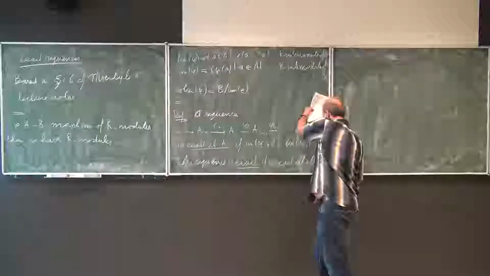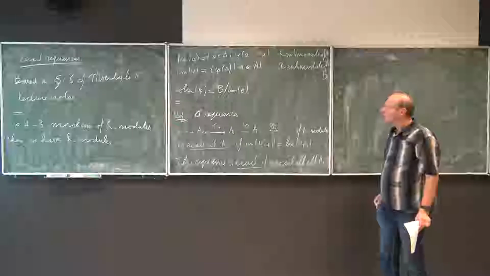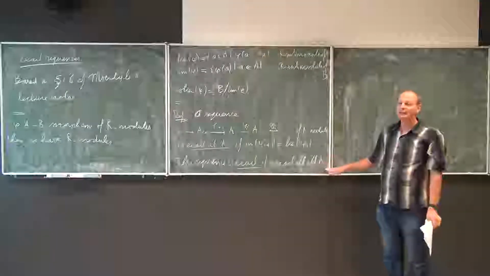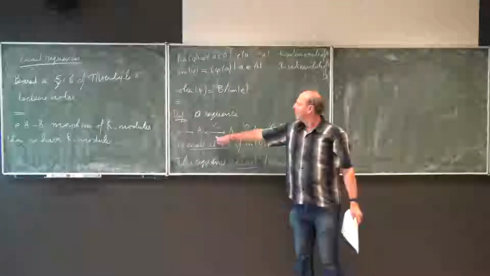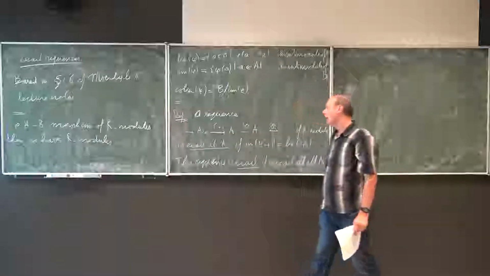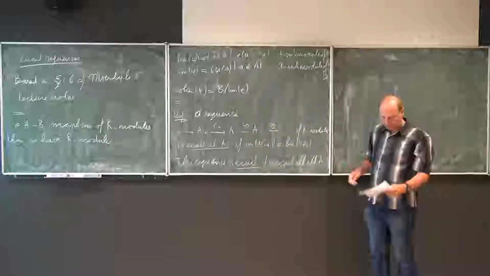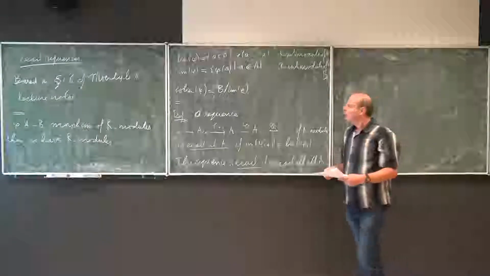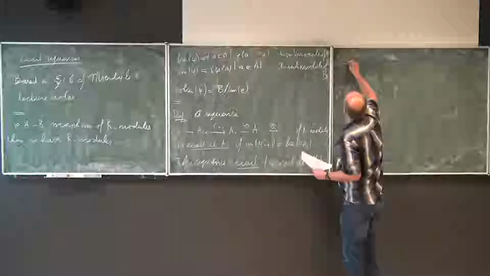Okay, one should take this with a grain of salt because of course we can only talk about exactness at A_i if I have both an incoming map and an outgoing map. And if that is not the case, then we ignore such places.